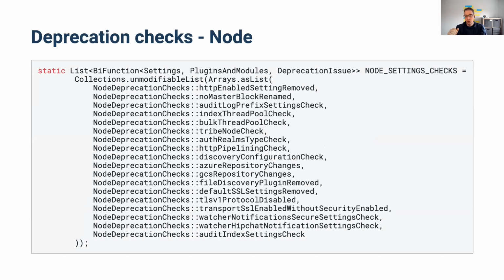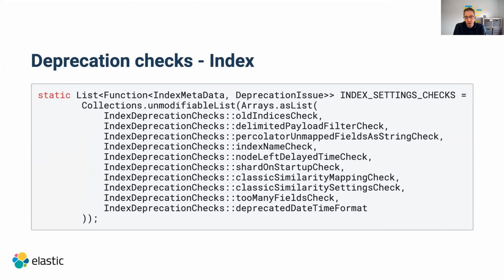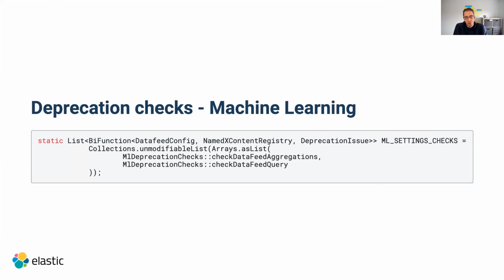The same for the node configuration. So each node has a YAML configuration file where you could, again, configure certain things. And these things were checked as part of the configuration. Then for every index, the index configuration was checked as well. And also the machine learning configuration for the machine learning add-on.